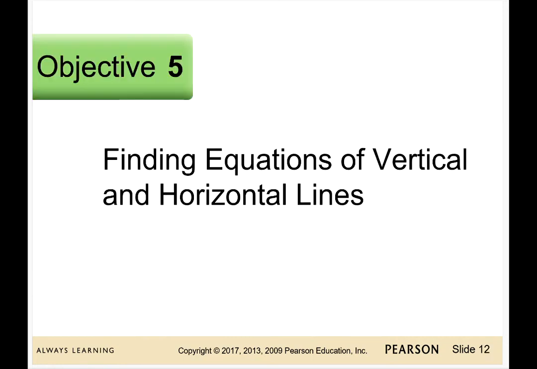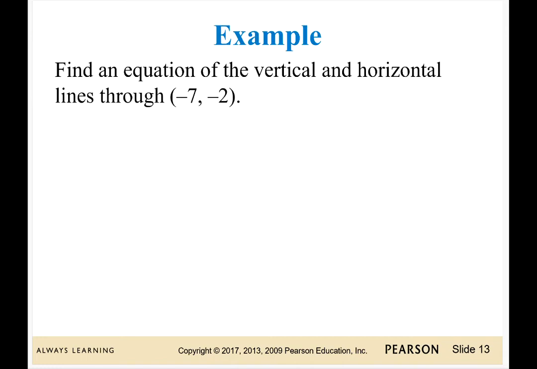All right, again, they are going to talk about vertical and horizontal lines as well. Luckily, these are probably the easiest ones to do. I like these. So find the equation of the vertical and horizontal lines through this point. Now, vertical is always x equals a number. And if you look at this point, the only x value that they give us is negative 7. So the equation that is vertical would be x equals negative 7, and you are finished.